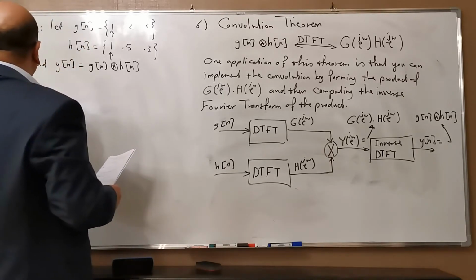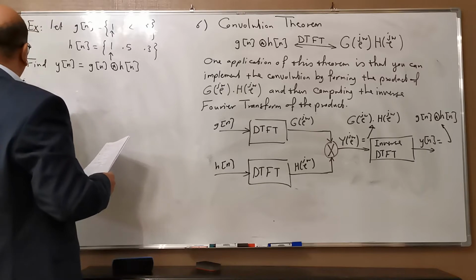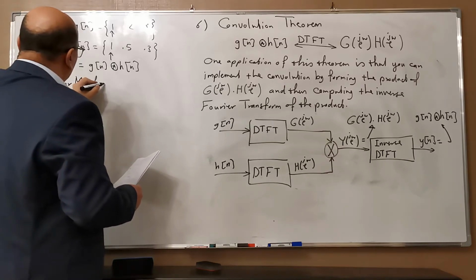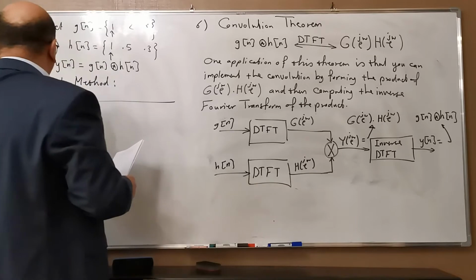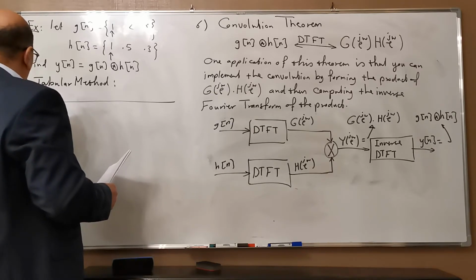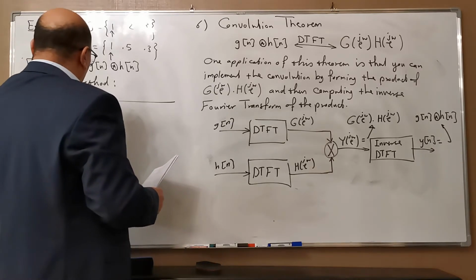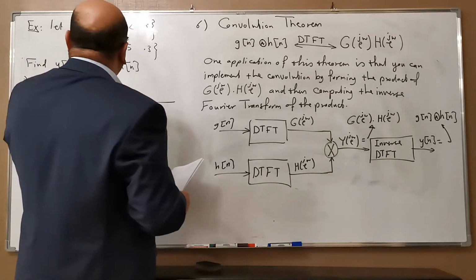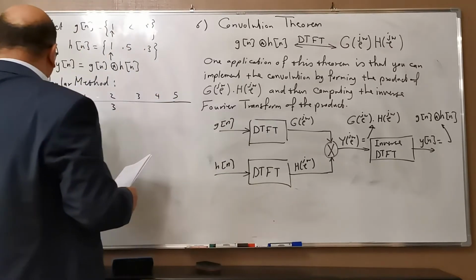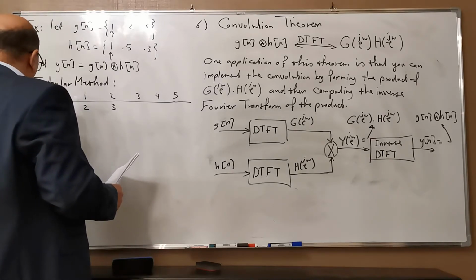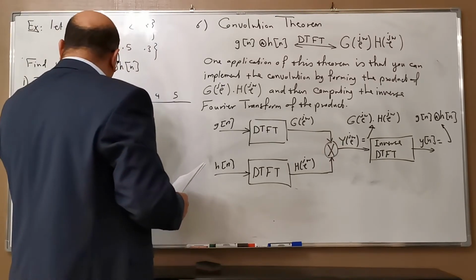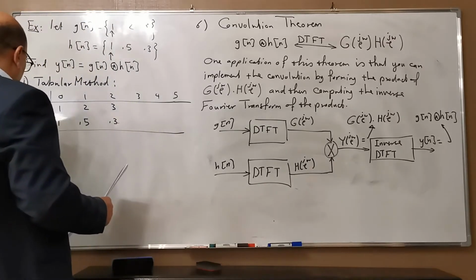I'm going to do this using two methods. The first one is the tabular method. In the tabular method, we have to put n. So you have g[n] equal to 1, 2, and 3, with n equal to 0, 1, 2, 3, 4, 5, and so on. The second sequence is h[n], which is equal to 1, 0.5, and 0.3. Now we start implementing.